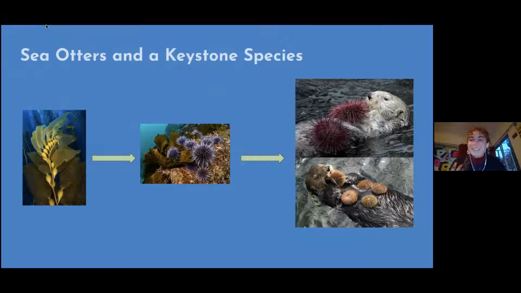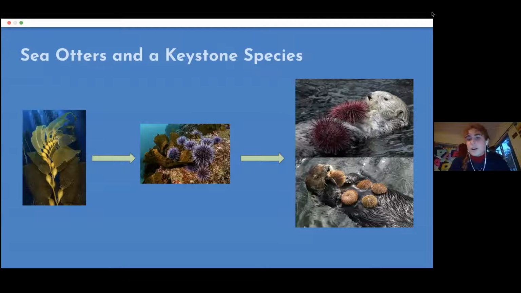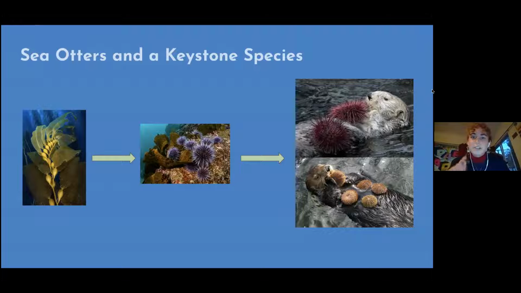So sea otters are keystone species. If we take them out of the environment, then the entire ecosystem will collapse. And that's because of this very important food web I have on the page right here. So sea otters' favorite snack are sea urchins, and sea urchins eat kelp. When we take sea otters out of their habitat, the sea urchin population will increase by a lot, which makes sense. They don't have any predators.